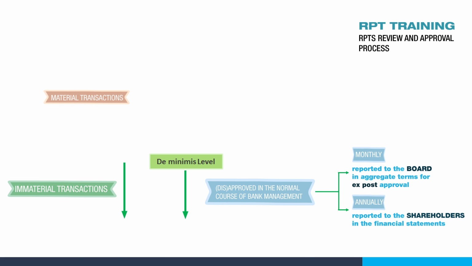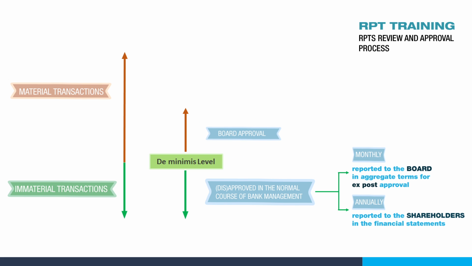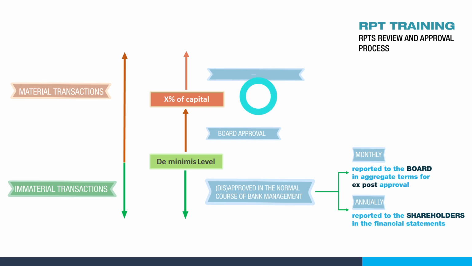Secondly, for material RPTs, transactions requiring board approval should be of a value above a fixed de minimis amount and below a set percentage of capital. For material RPTs valued above the set percentage of capital, shareholder approval or disapproval is required.